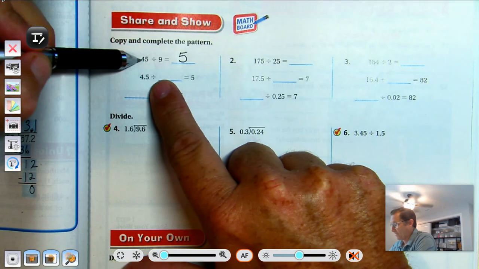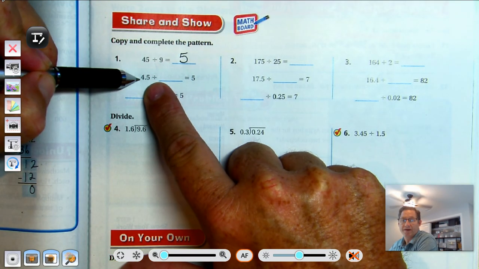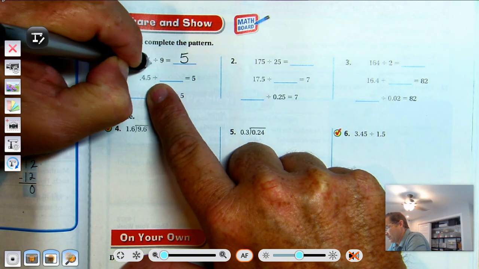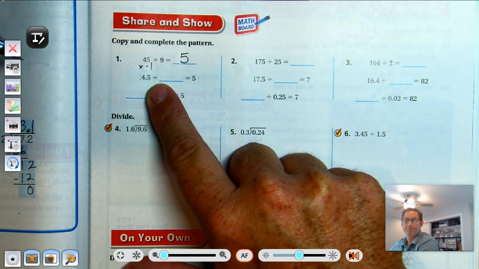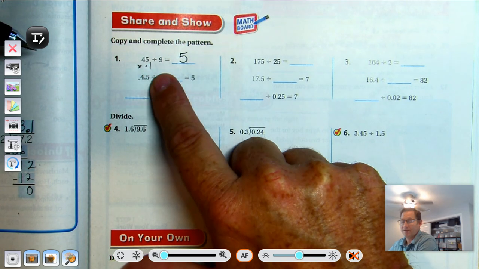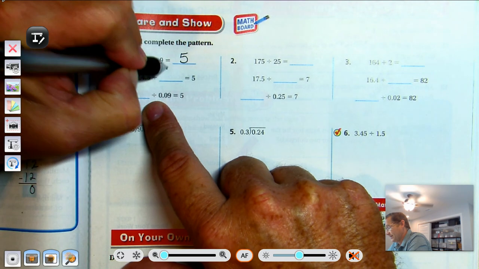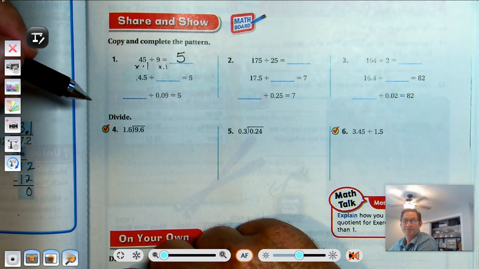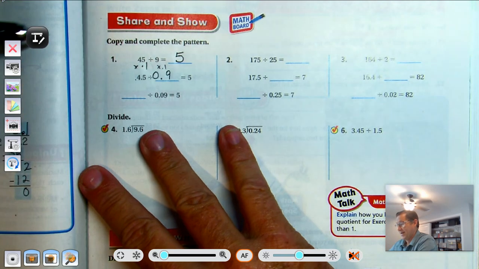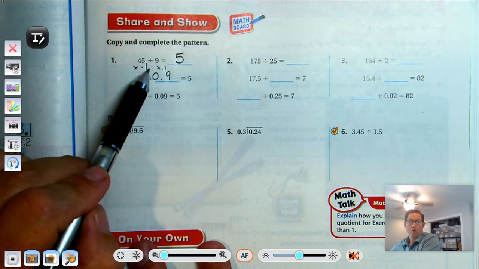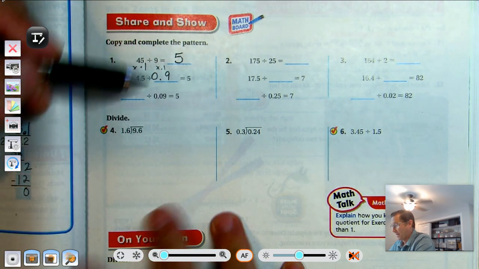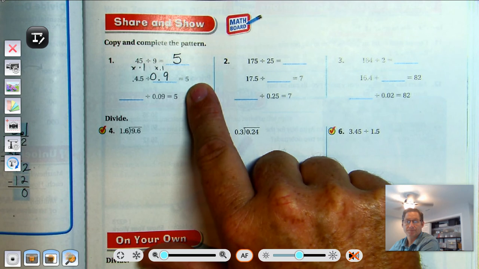Well, what did they do to 45 to make it 4.5? Well, they multiplied that by 1/10, right? So if they multiplied the dividend by 1/10, we also have to multiply the divisor by 1/10. So we'd have 0.9. So the decimal point is moving one place to the left when we multiply by 1/10. And our answer is still 5.